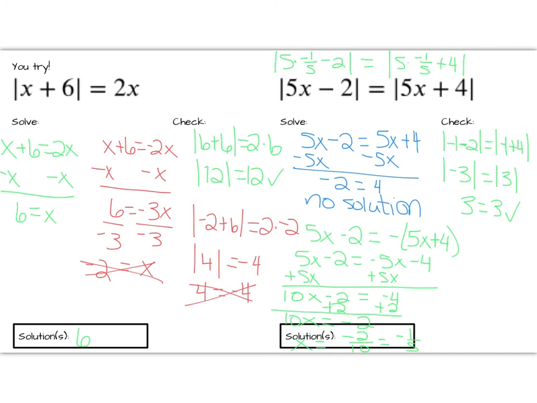I plugged it back in. 5 times -1/5 minus 2 in absolute value symbols. And I'm trying to see if that equals the absolute value of 5 times -1/5 plus 4. 5 times -1/5 is -1. -1 minus 2 is -3, and the absolute value of -3 is 3. 5 times -1/5 is -1. -1 plus 4 is 3, and the absolute value of 3 is 3. So -1/5 works, and that is the only solution to this equation.